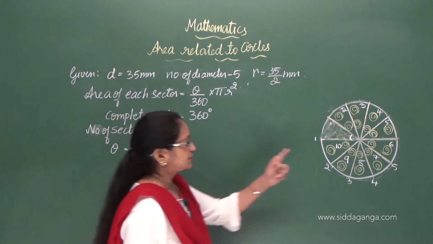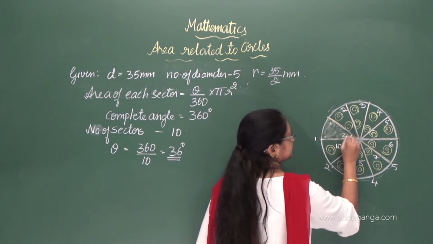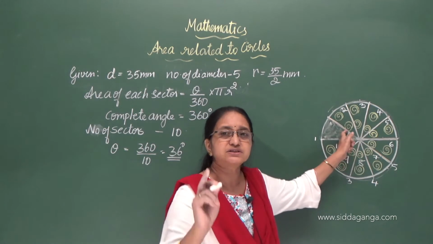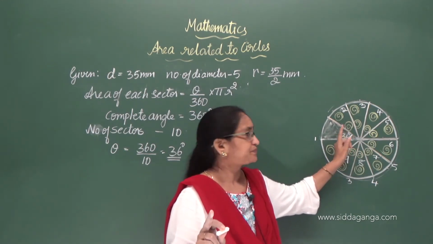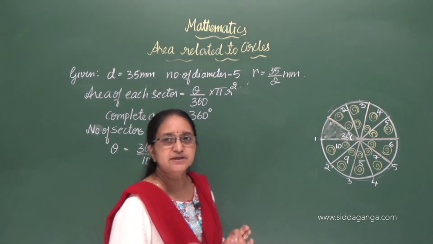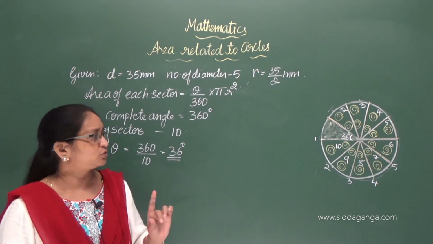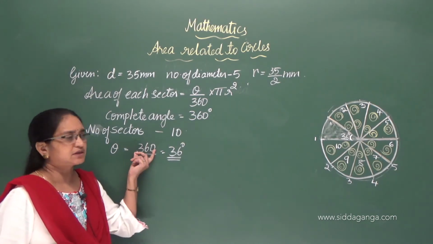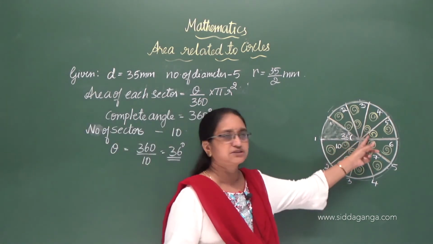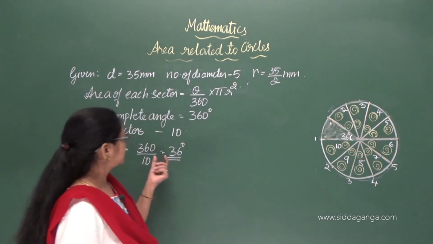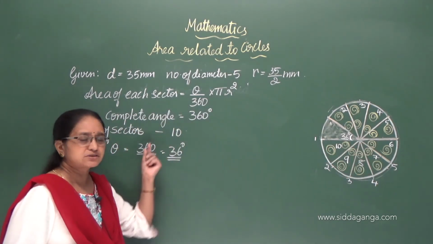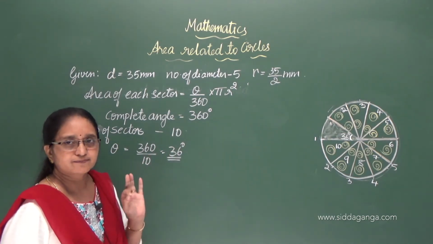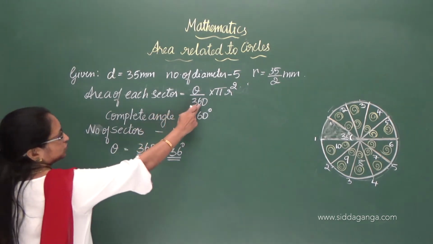So each angle is how much? 36 degrees. Each angle of the sector is 36 degrees. I hope you understood why I divided this by 10. See, the complete angle, the central angle, is 360, the whole angle is 360 here, and we divide by 10 because it is divided into 10 parts. So 36 degrees. Now you can easily put in the formula.